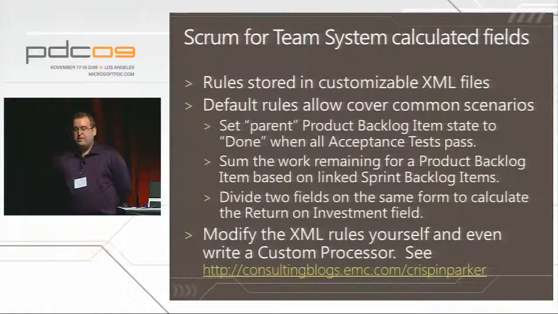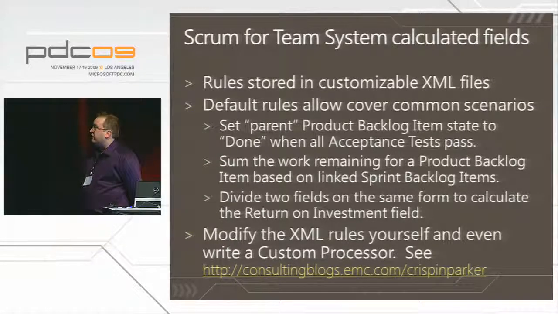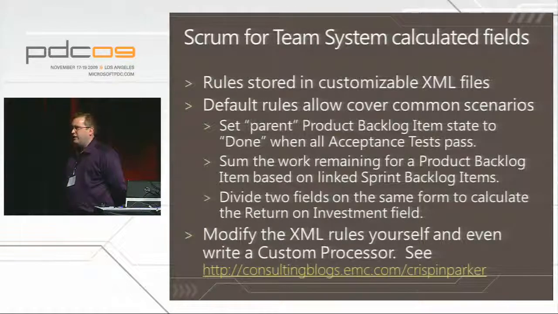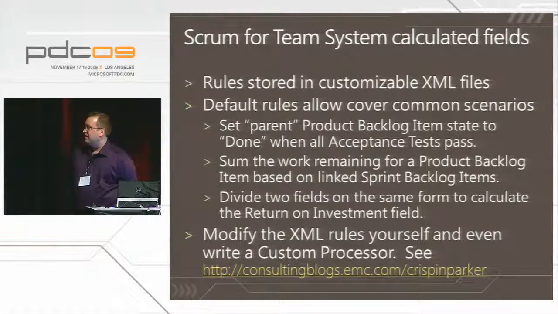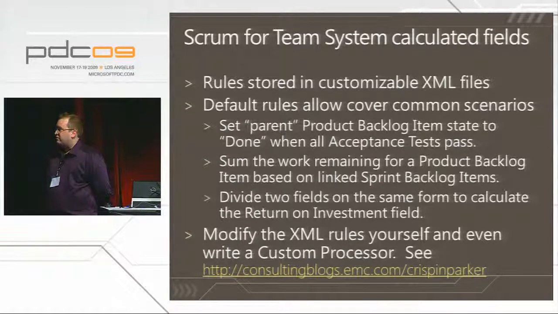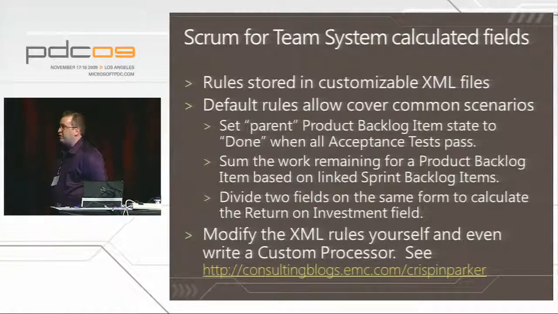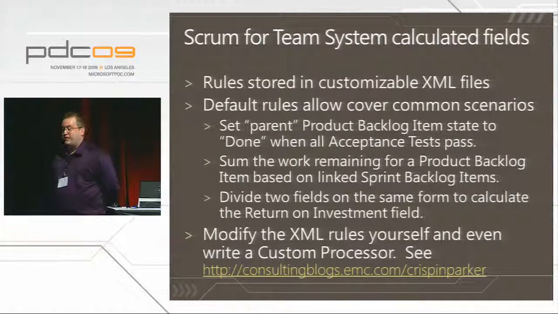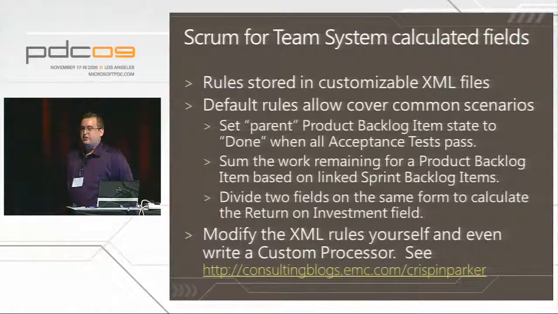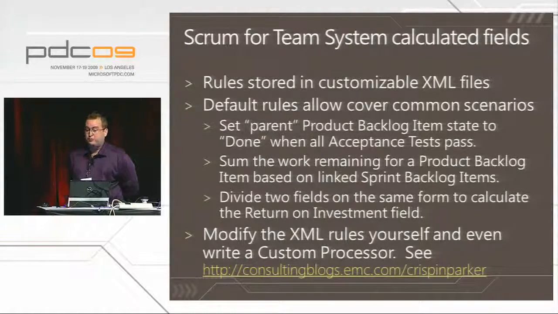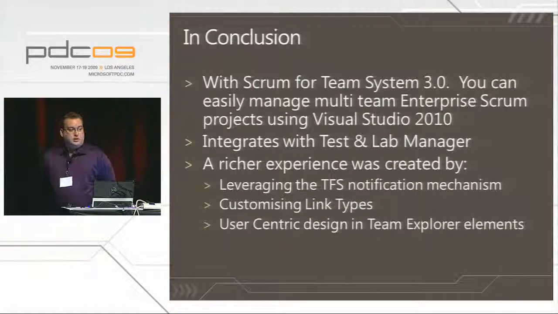We sum the work remaining for product backlog items based on all the linked sprint backlog items. And the one we demonstrated was just dividing two fields on the same form to calculate a return on investment field. So those rules you can customize yourself. They're kind of proprietary, if you like. And you can even write your own custom processor. A clever developer called Crispin Parker from EMC wrote that engine. His blog's down there. He's put up a blog on how to write custom processors for that. I think it's quite powerful. All right.